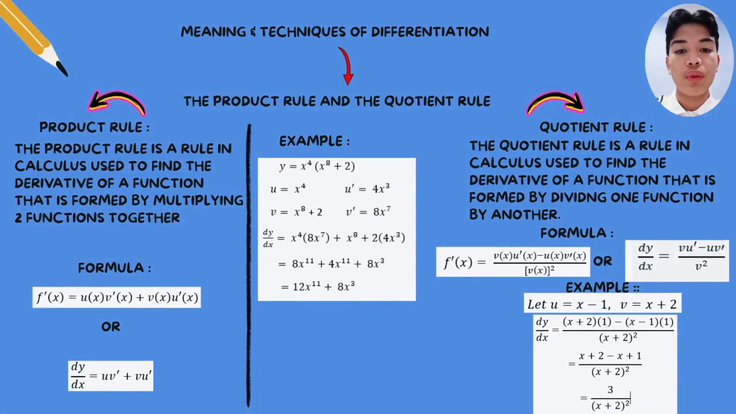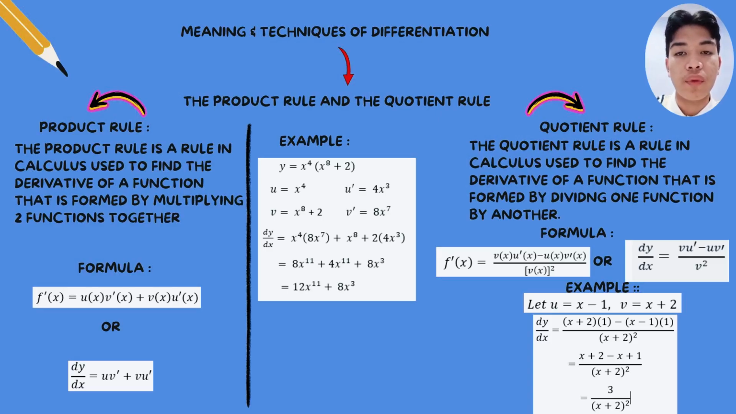Next, I will explain to you about the techniques of differentiation based on the product rule and the quotient rule. What is the meaning of the product rule? The product rule is a rule in calculus used to find the derivative of a function that is formed by multiplying two functions together. And what is the formula used in this rule?